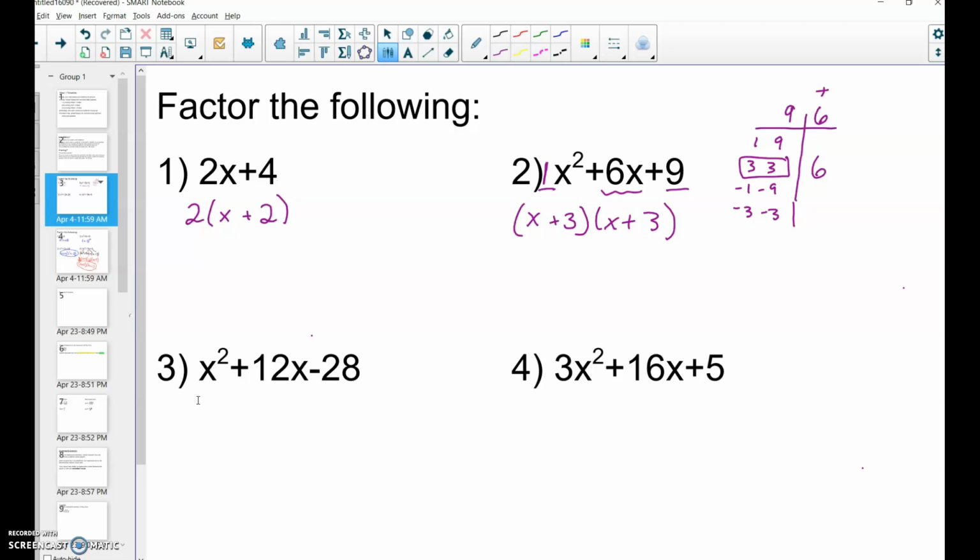Okay, so hopefully you stopped that video and practiced this. Again, you would just have a 1 in front, and you have a negative 28. So you are looking for numbers that multiply to negative 28 and add up to a positive 12. We can list all of your numbers for that. If it's a negative, remember that one needs to be negative and one needs to be positive. So I have a negative 1 and positive 28, or I can flip the signs.